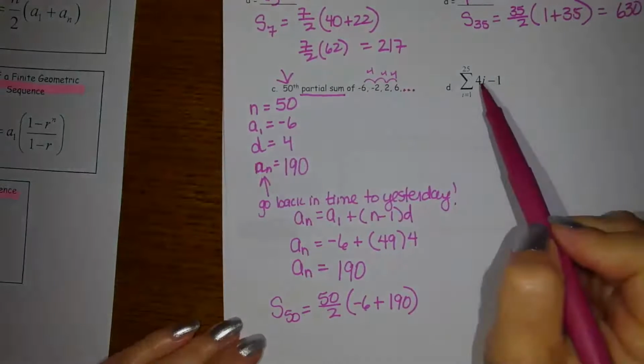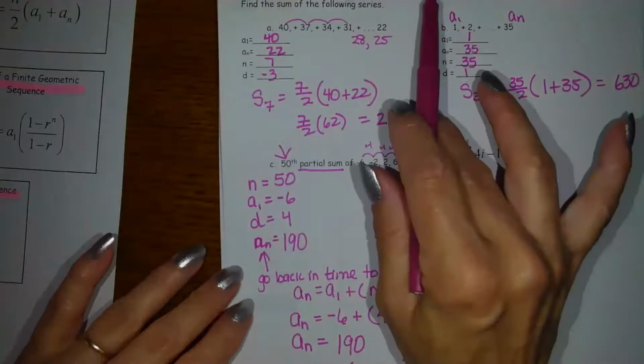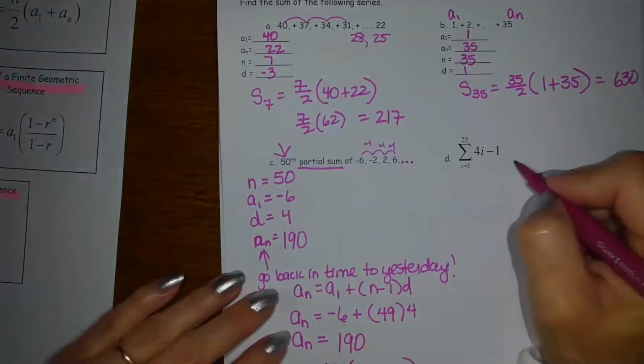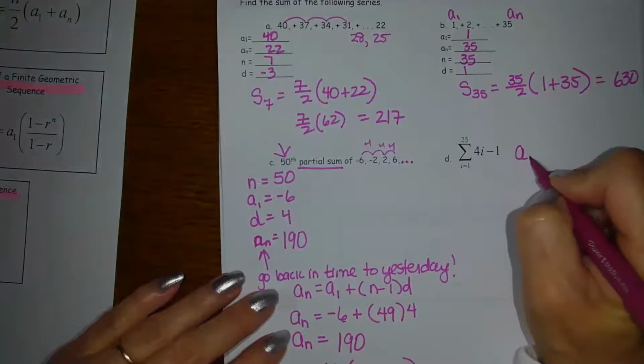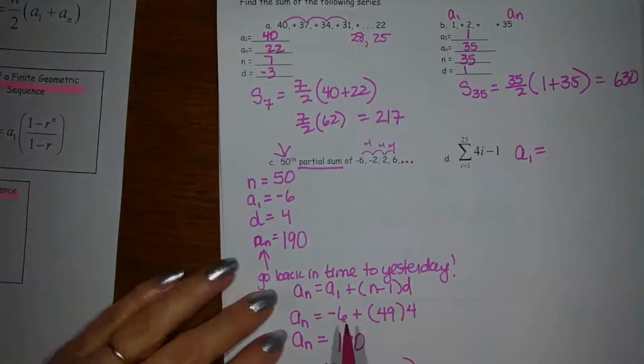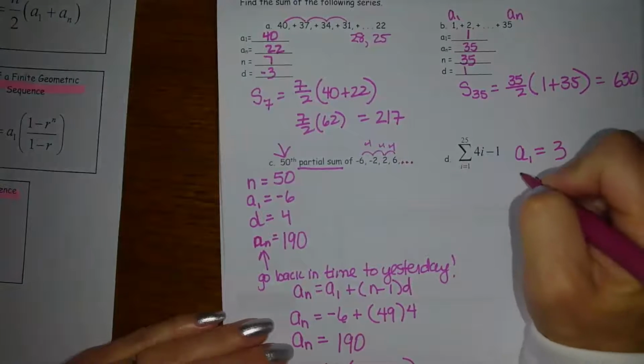Now, what about this guy? You can just punch it into your calculator, right? But let's try it with this. I want you to try this, right? I can figure out A1. What is A1? Plug 1 in. What is A1? 3. What is AN?